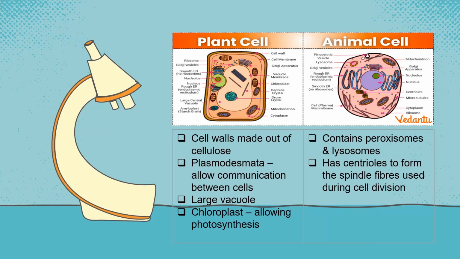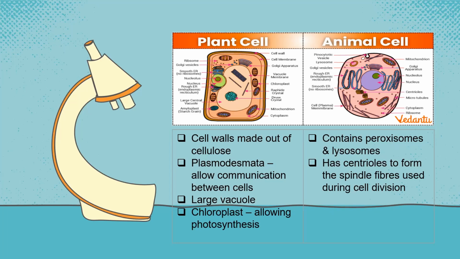So this is the difference between plant cell and animal cell in eukaryotic cells. For the plant cell, it has cell walls made of cellulose. It also has plasmodesmata, which allow communication between cells. It has a large central vacuole, and chloroplasts allowing photosynthesis.